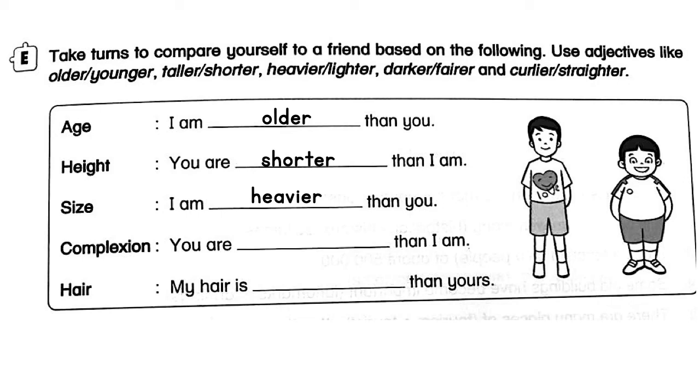So complexion, okay, the skin color, the skin tone. Okay, you are darker or you are fairer than I am. Okay, you are fairer. Okay, hair, my hair is curlier or my hair is straighter. Okay, look at your own hair. Definitely, my hair is straighter than yours. Okay, this is only my example. Okay, you may have different answers.